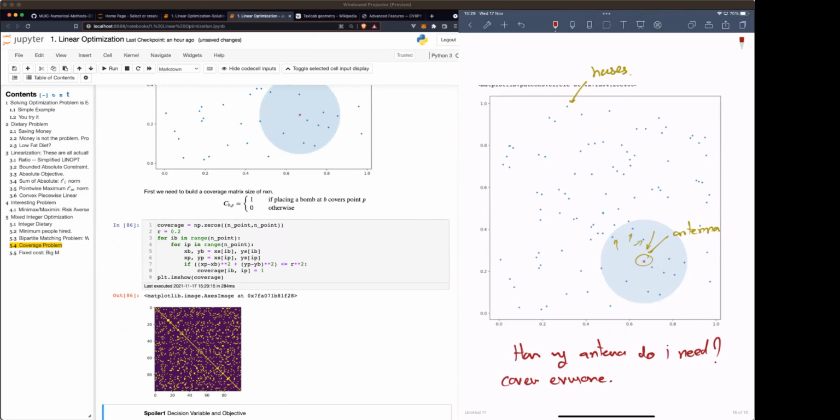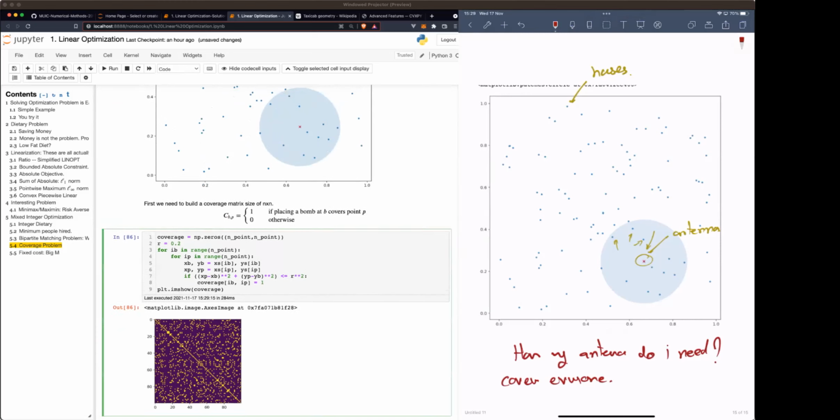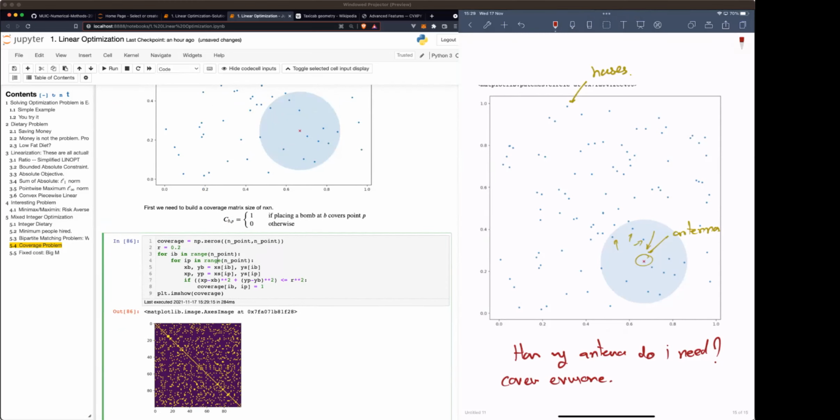So here's the thing. CBP, this is a matrix, right? That is 0 or 1. It tells you the following: if I place the antenna here, does it cover the other house?